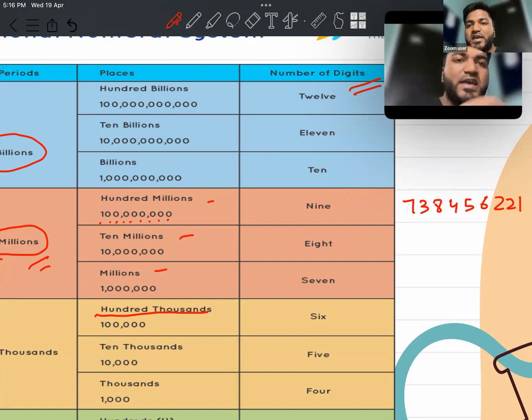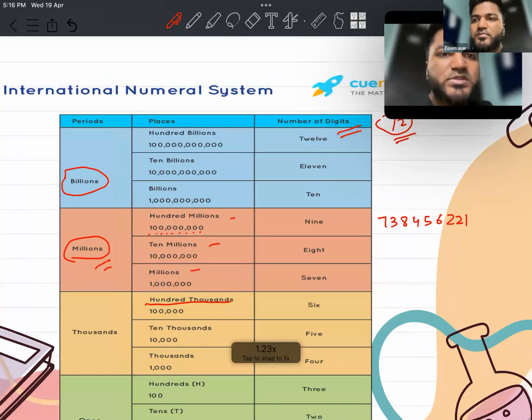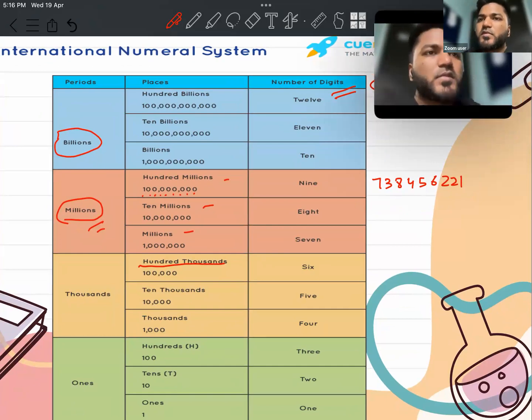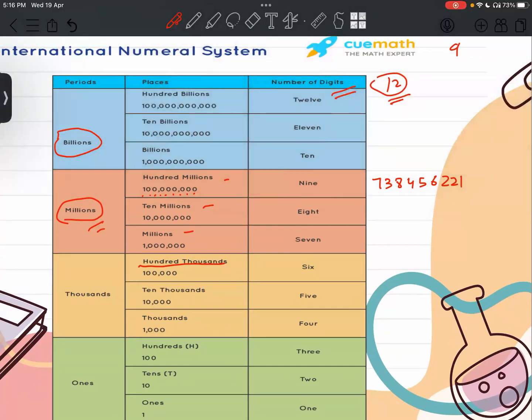What will you call this number as per the international numeral system? Sir, can you write a little bigger? I can't see. Now I can see. Yeah, you can see. Okay.